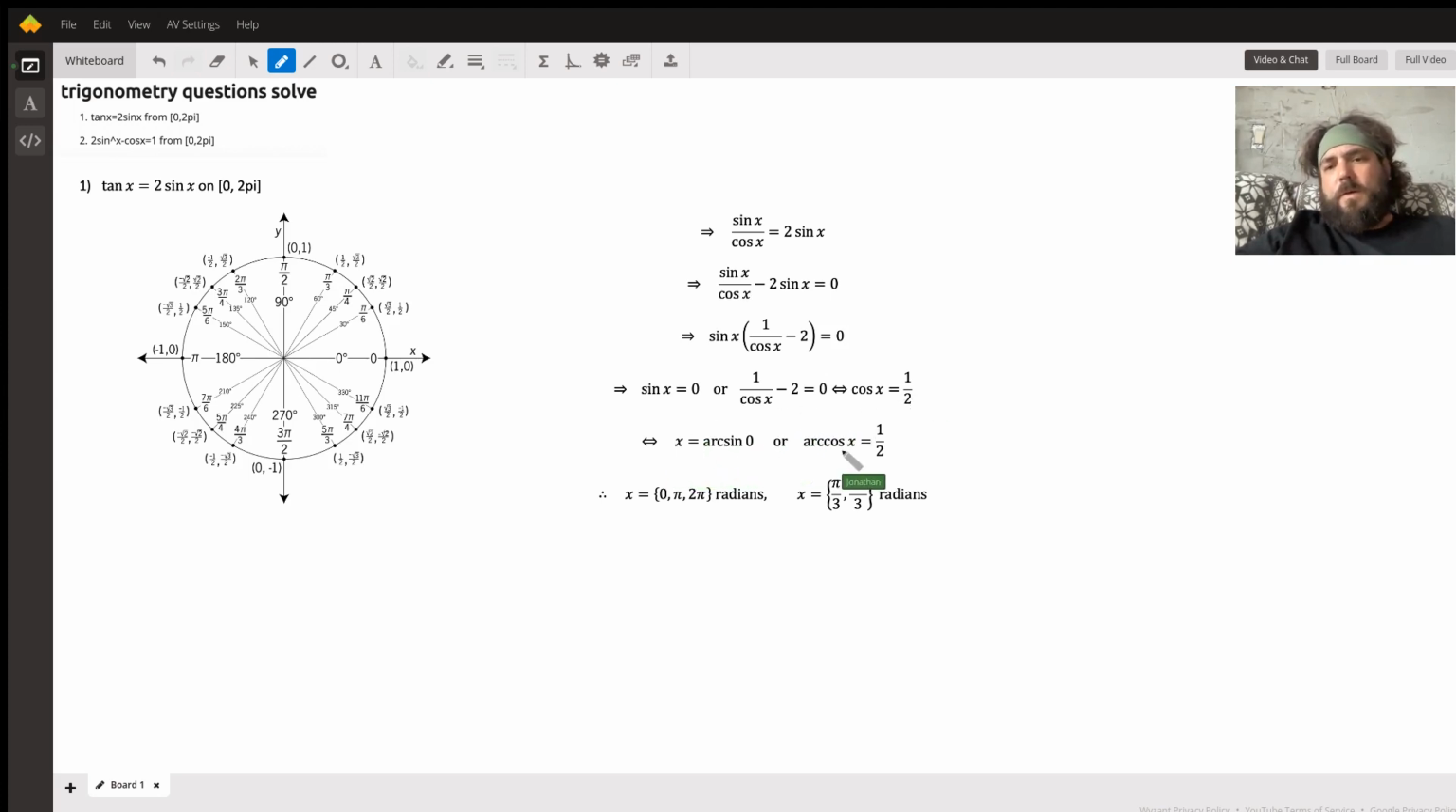You can go further into the arc cosines or the inverses if you like. But right here for sine x, all you have to do is reference the unit circle. Sine x equals 0. That's the y component. When is the y component 0? The y component is 0 at 0 radians, or 0 degrees. You jump over 180 degrees, it's 0 again. Now you're on a closed interval, so you're going to include 2 pi as well.